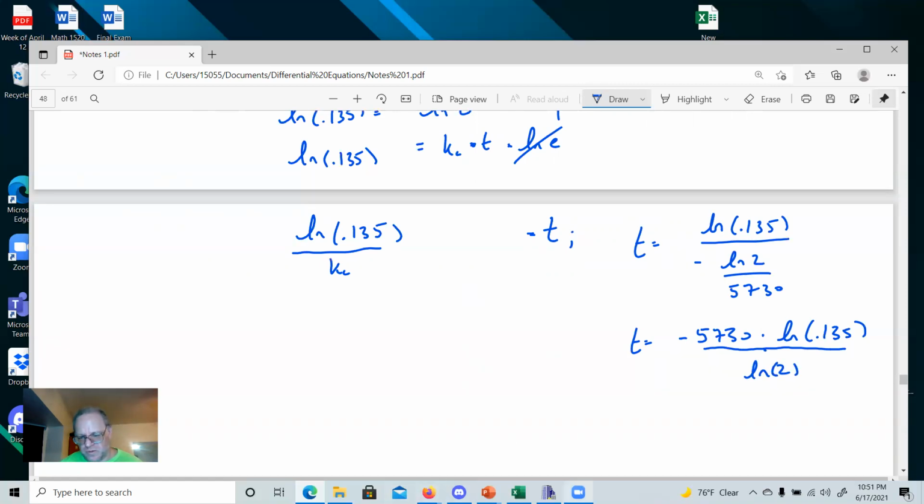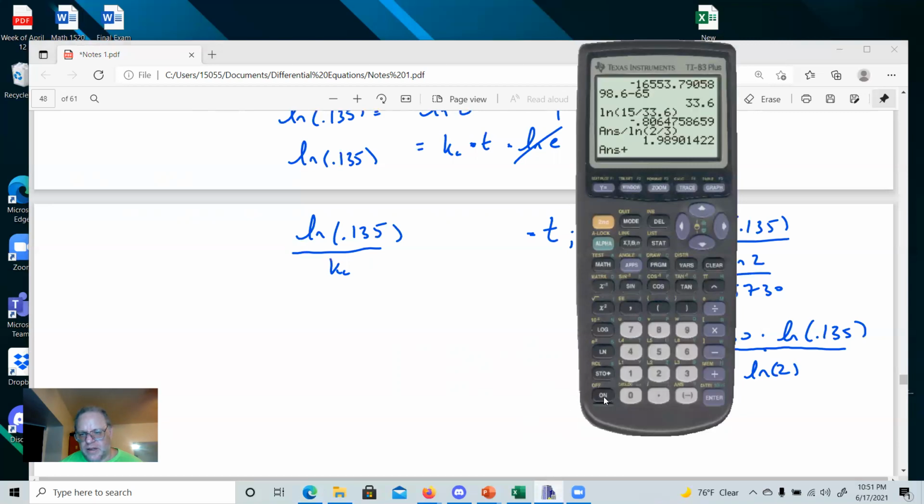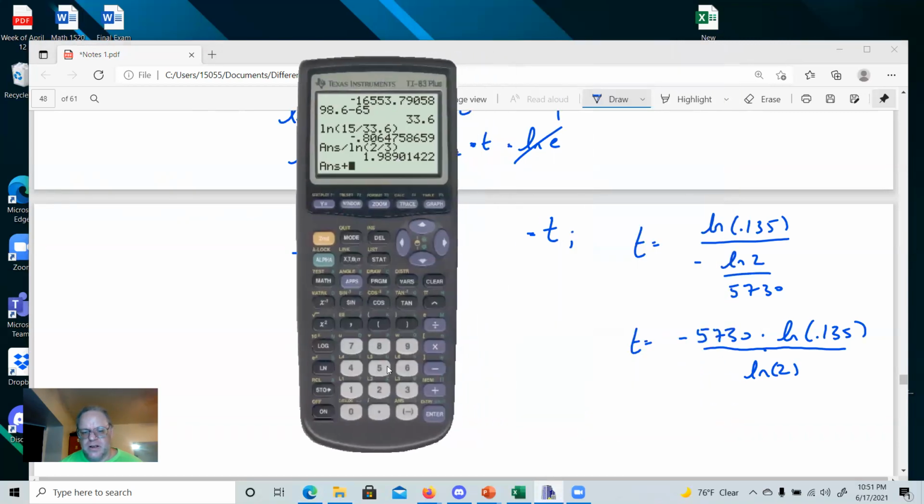Okay, we'll just run to the calculator real quick and plug this in. So we've got negative 5730 times natural log. I know this is a decimal, so it's going to be a negative number, 0.135. And close the parentheses. It's very important to do that in this problem. Natural log of 2. And we're set.